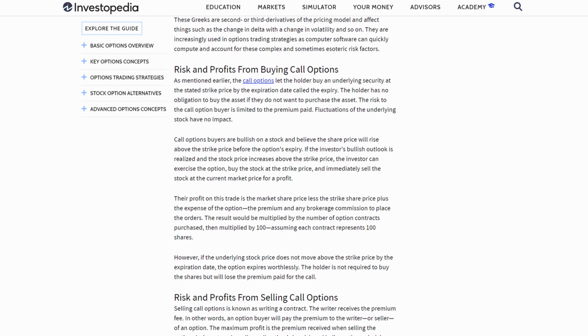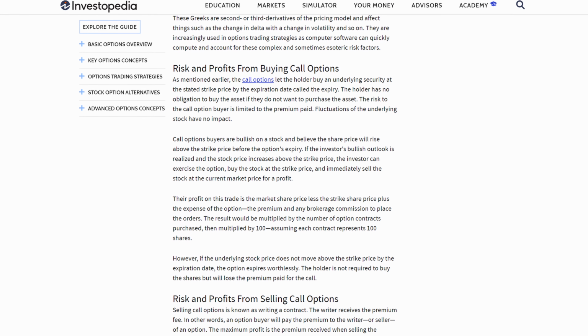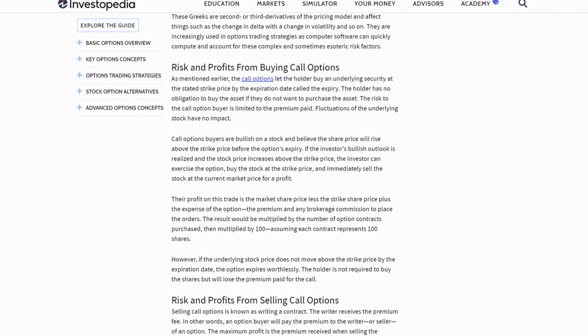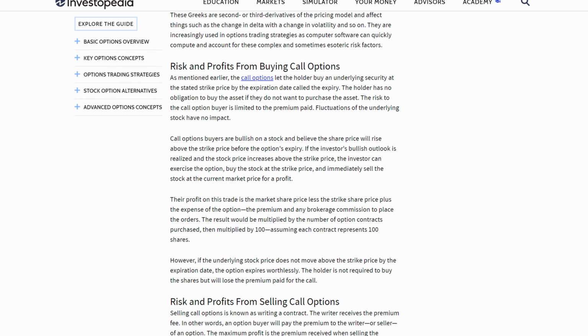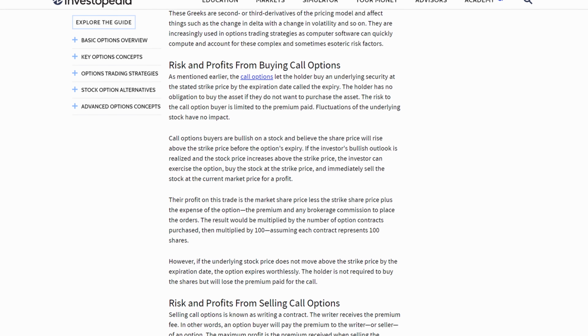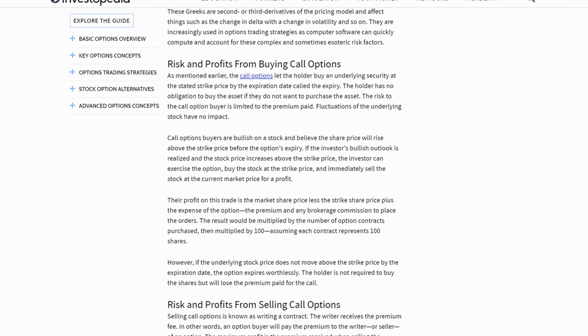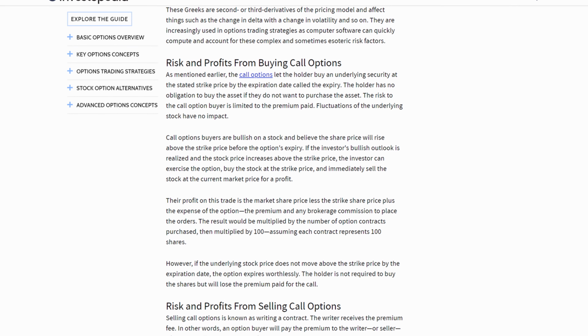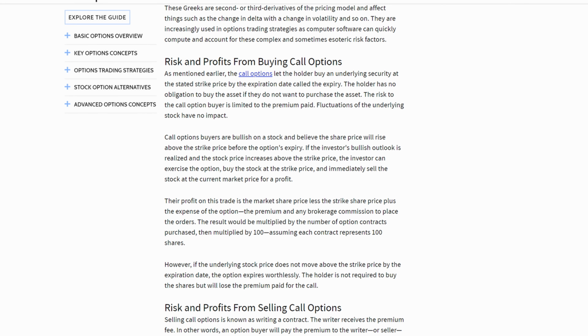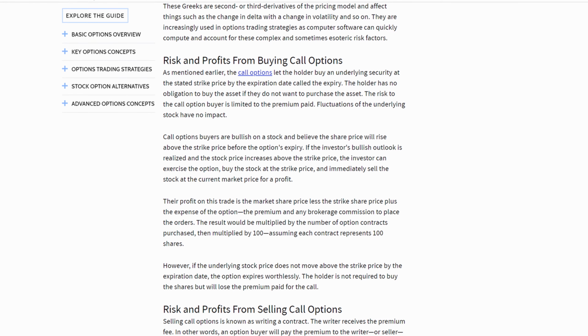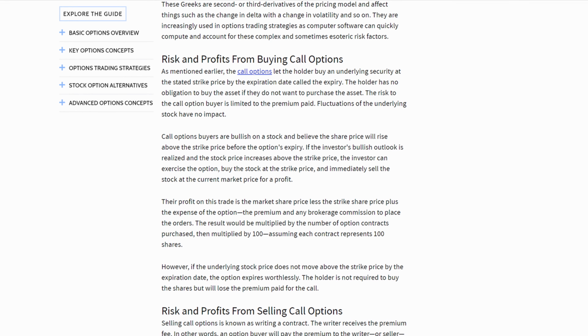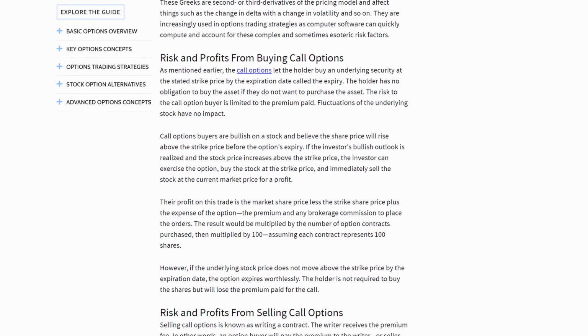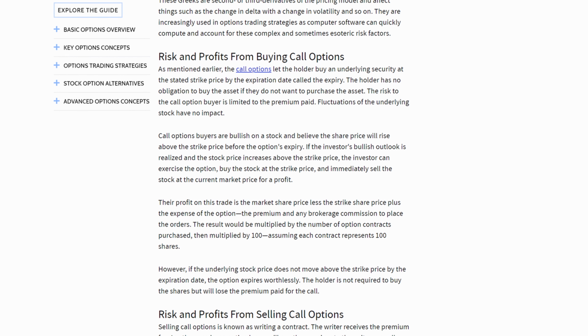As for risks and profits for options, let's first look at call options. The call option buyer can profit from his or her trade if the stock price rises above the strike price before the option's expiry. This means that the investor can exercise the option and buy the stock at the strike price and immediately sell the stock at the current market price for profit.